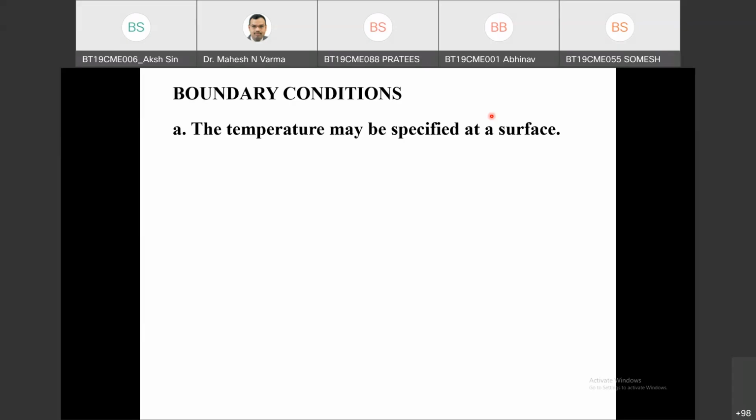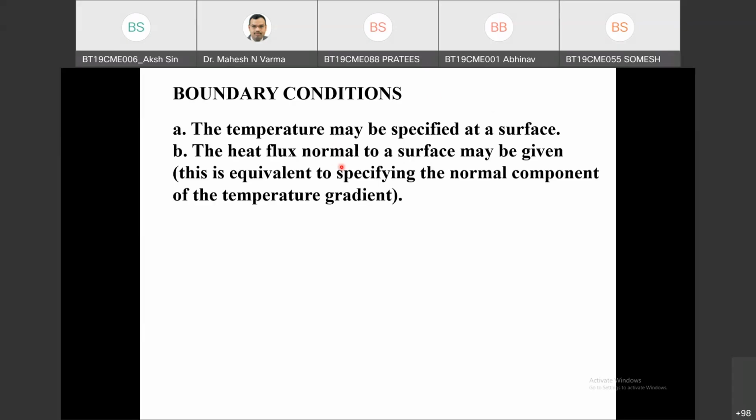Then the second boundary condition is that the heat flux normal to the surface may be given. This is equivalent to specifying the normal component of the temperature gradient. So roll number 2, Abhishek.